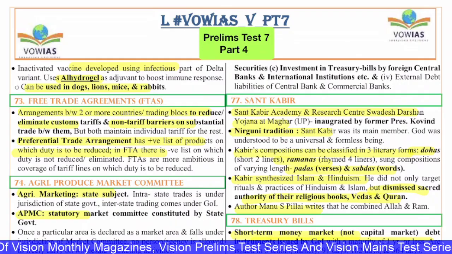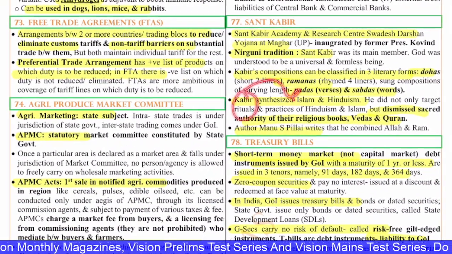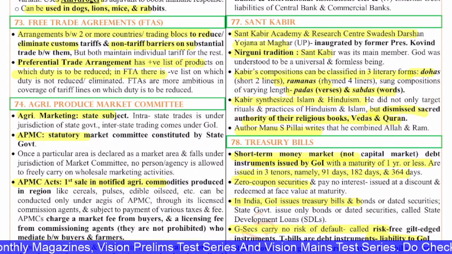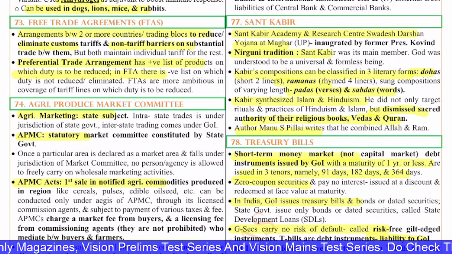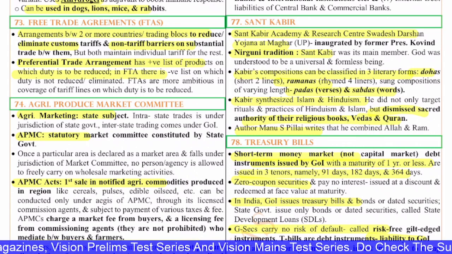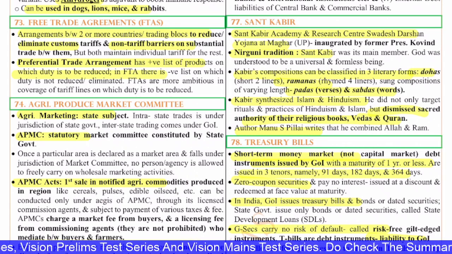Kabir synthesized Islam and Hinduism. He did not only target rituals and practices of Hinduism and Islam, but dismissed the sacred authority of the religious books, the Vedas and the Quran. Author Manu S. Pillai writes about the combined Allah and Ram. So he wrote that Kabir actually combined both Ram and Rahim. That's why we call that Ram Rahim.